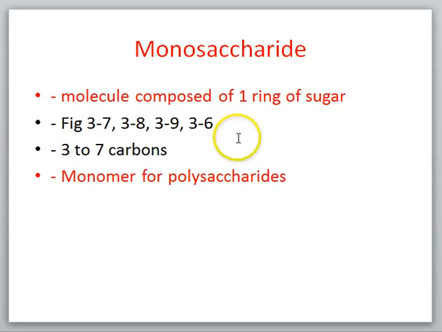Now, these monosaccharides are fairly small as organic molecules go. They can be as small as 3 carbons to as large as 7 carbons. So, for example, 7 carbons, it would be C7H14O7. So, as an organic molecule goes, these monosaccharides are not that large. These monosaccharides serve as the monomers to build polysaccharides.